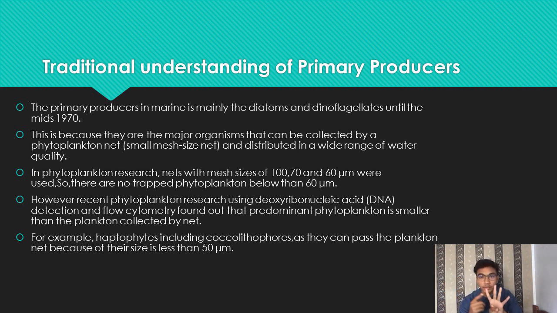However, recent phytoplankton research using deoxyribonuclease, which is DNA detection, and flow cytometry found out that there are predominant phytoplankton that are smaller than the phytoplankton net can catch. That means there are phytoplankton below the size that the phytoplankton net can handle. For example, haptophytes, including Phototroph. This is because Phototroph's size is below 50 micrometer.